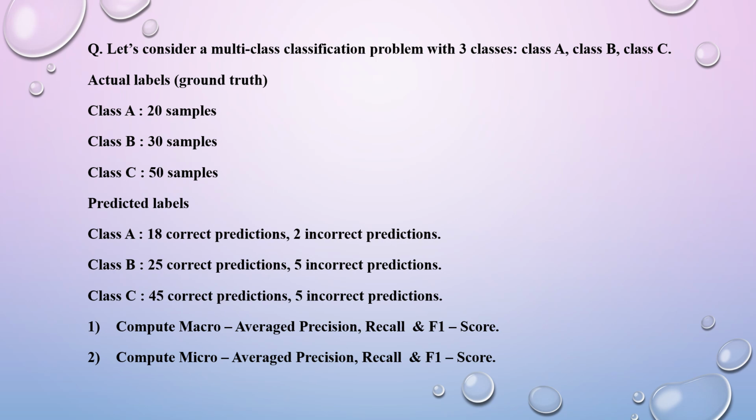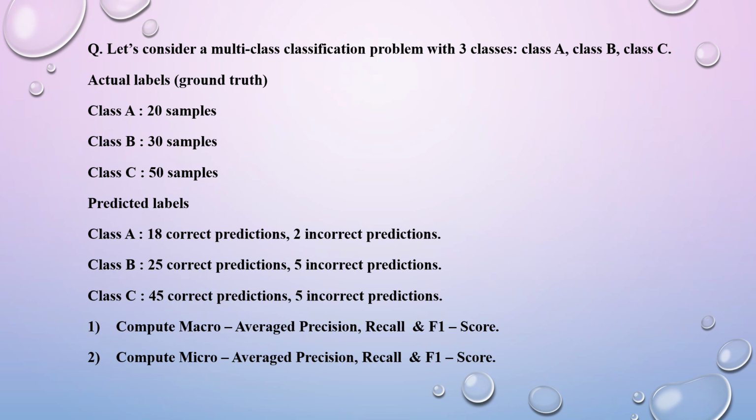The question is, let's consider a multi-class classification problem with three classes: Class A, Class B and Class C. Actual labels are given, that is ground truth. For Class A, there are 20 samples. For Class B, 30 samples are given and for Class C, 50 samples are given. Predicted labels are given, which are for Class A, 18 correct predictions and 2 incorrect predictions.